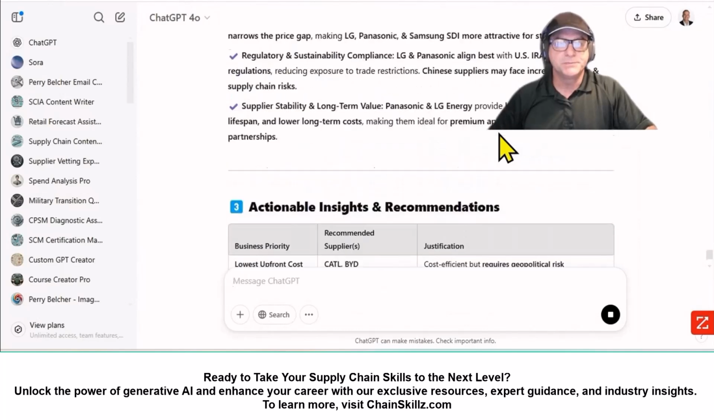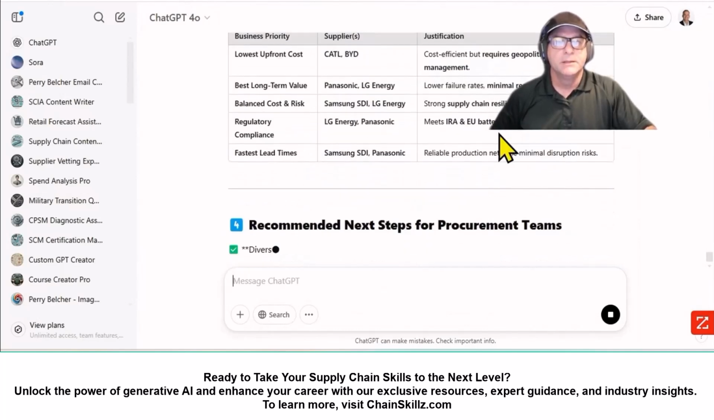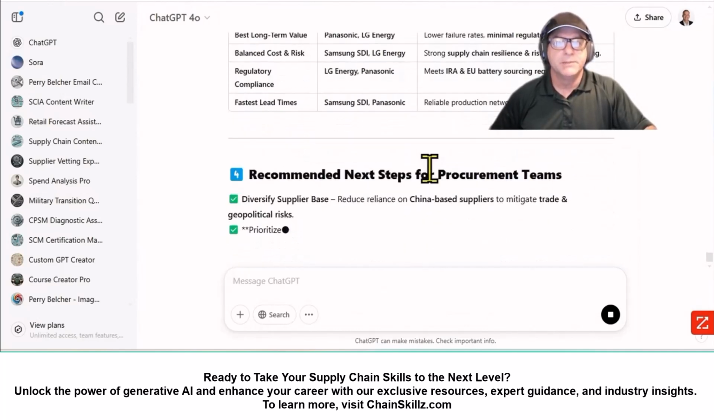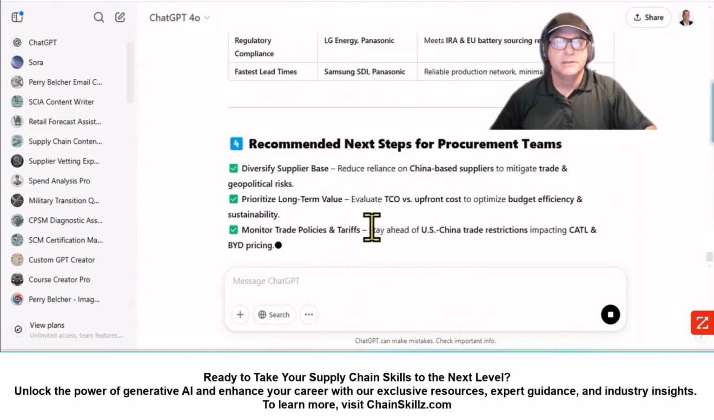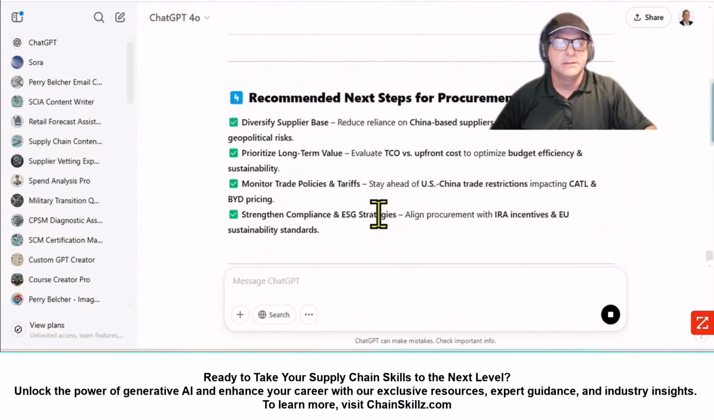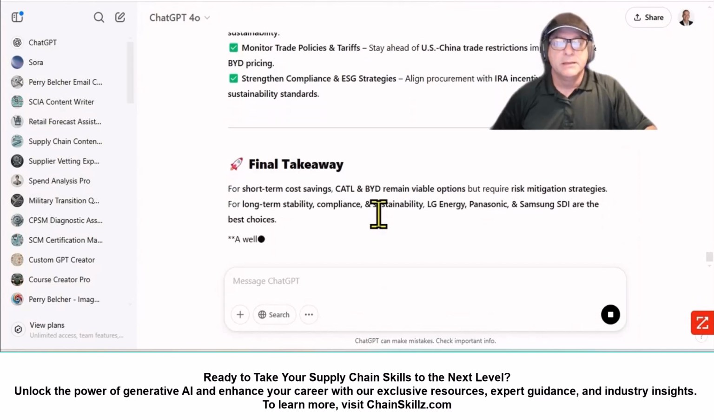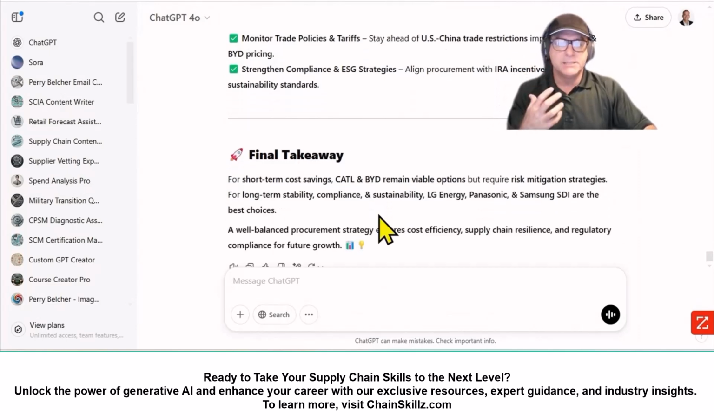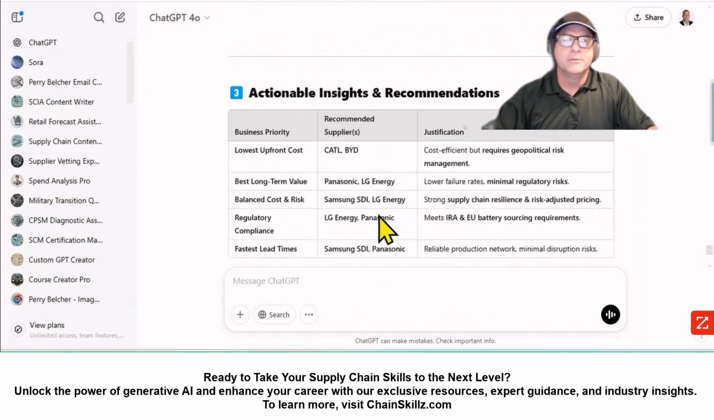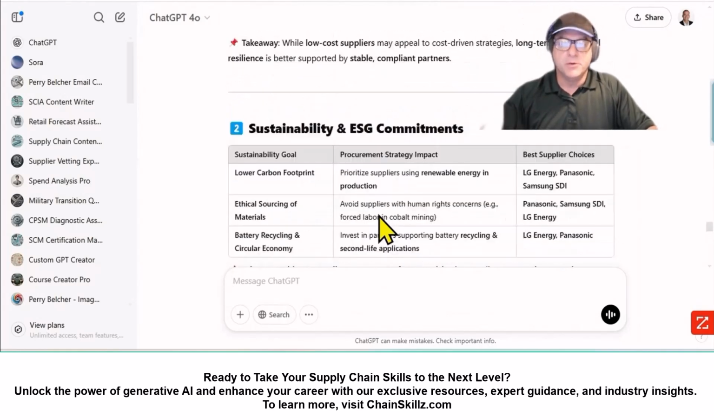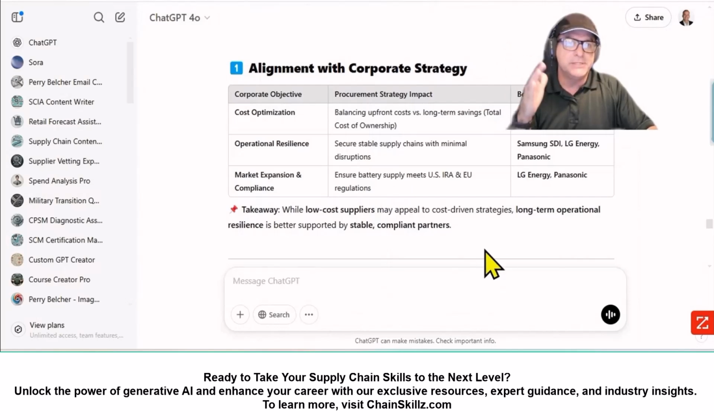Very nice. Good recommendations, prioritize long-term value. Now, if I was a procurement analyst and I was presenting this report to my boss, this is a great summary, right? And, going back to prove it, right? You say this, but prove it.